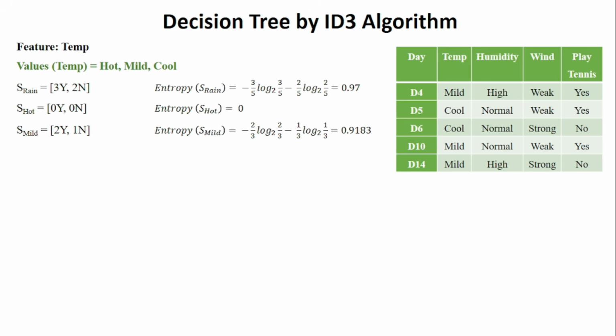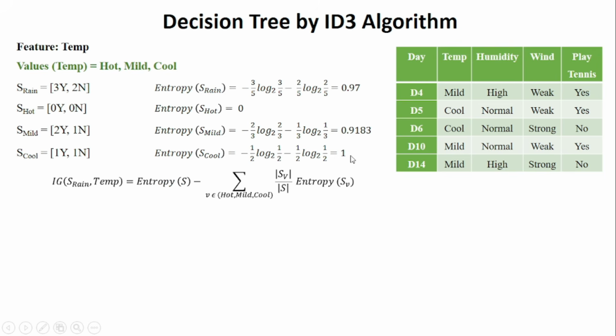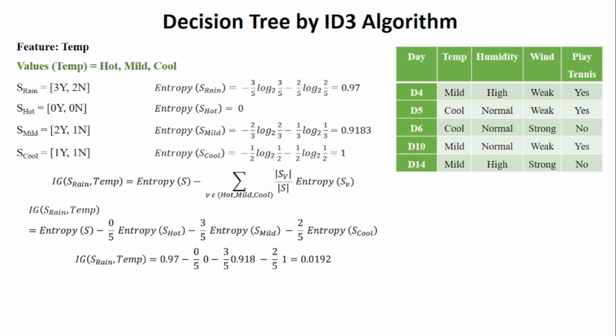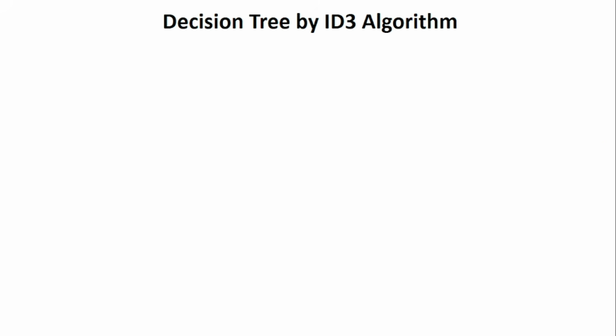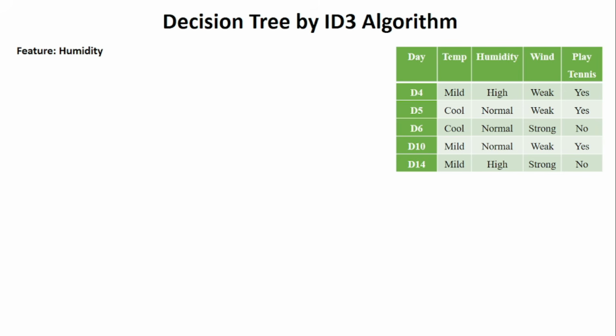For S rain, we calculate 0.97, with entropy of S hot equal to 0, entropy of S mild equal to 0.9183 and entropy of S cool equal to 1. And IG, the information gain of S rain given temperature, is equal to 0.0192. Namely, we need to calculate for the remaining two features. Temperature over, now we are getting into the feature humidity.